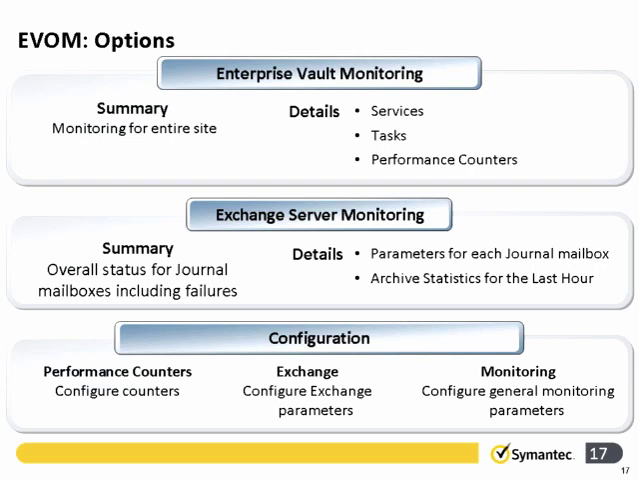For your Exchange server monitoring section, it can give you a summary of the overall status for the journal mailboxes, including any failures, as well as, in the details section, the parameters for each one of the journal mailboxes and the archive statistics within the last hour. For the configuration settings, you can specify which performance counters to use and which ones you wish to report on. For Exchange, you can configure Exchange parameters to monitor, and with the monitoring, you can configure the monitoring parameters as well. We'll be showing you some examples of the Enterprise Vault Operations Manager later here in the lesson, showing you each one of these different options that are available.